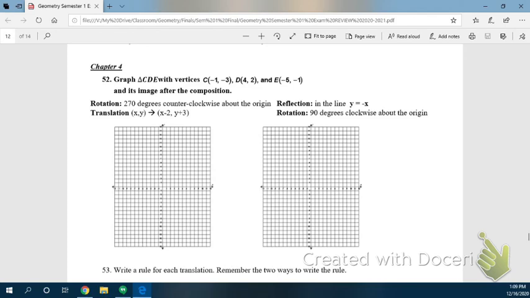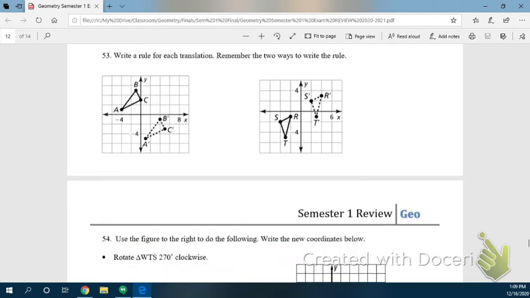Okay, let's see. Scrolling down, we're going to write the rule for this translation. Remember, a translation is just a shift. So when you write the rule, it'll look like this: x, y, and then you'll do some adding or subtracting. So in this particular example, my original is here. That's my pre-image, and it's moving here. So I'm just going to focus on one point, this A.